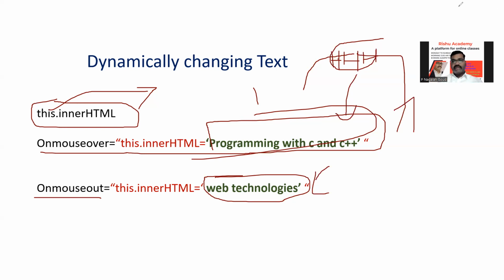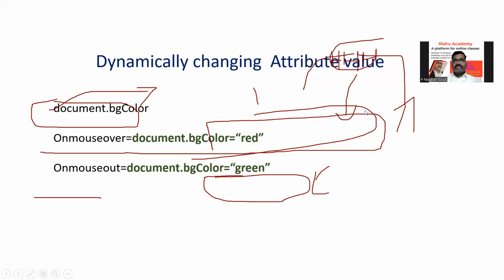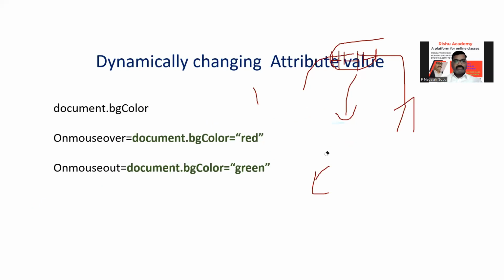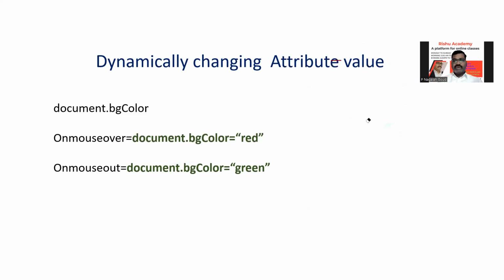The second category, dynamically changing the attribute value. I want to dynamically change the attribute value. Look at this example. To change the attribute value dynamically, we make use of the document object. This is the document object. It is the object of DOM, the document object model.